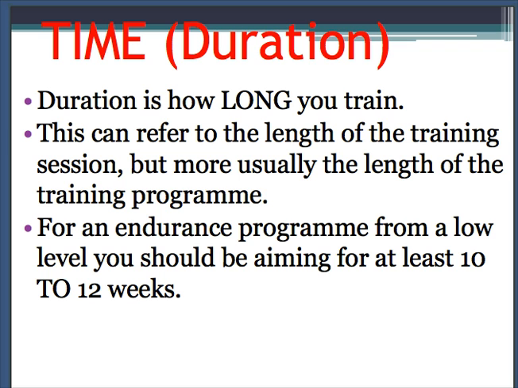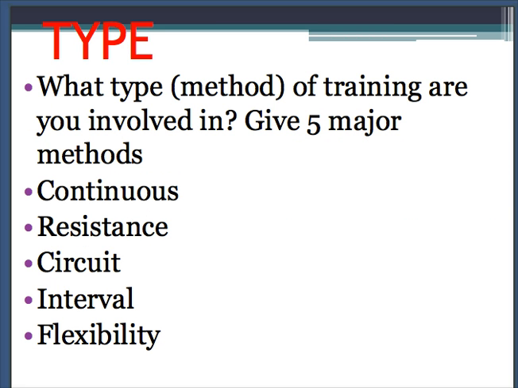Time or duration is basically how long you're training for. This can both be in an individual training session, or it may be for the whole program. So you may train for an hour a day but train for 12 weeks. Type is the method of training that you are doing, so it might be continuous, resistance, circuit or interval.